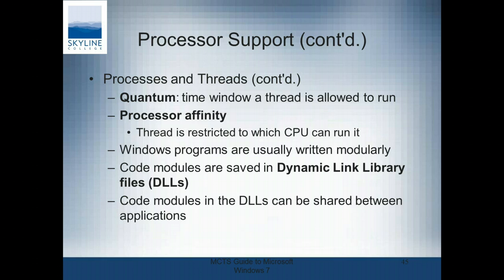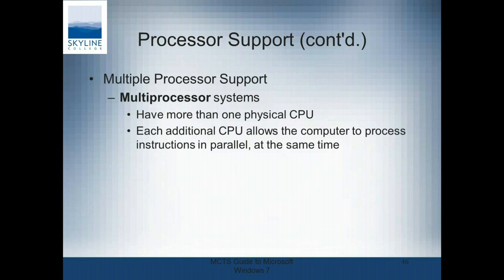Processor affinity: if we have more than one processor, we can associate a process with a particular processor if you want to do those things. But that's processor affinity. Multiprocessor support, multiple physical processor support.